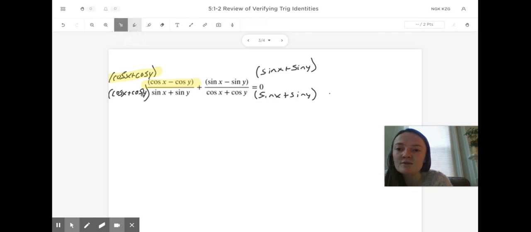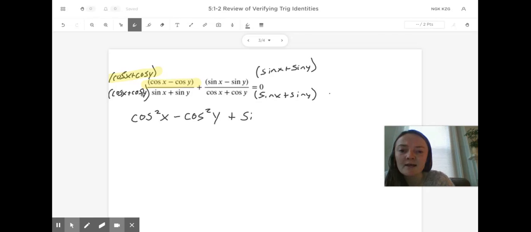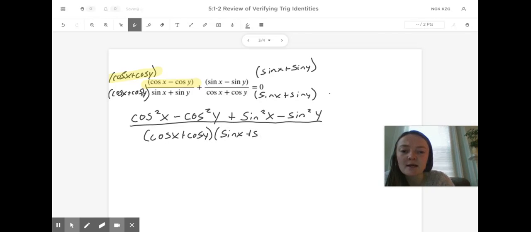So I'm going to go ahead, just for time's sake, and do that. What I'm going to get in the top is cosine squared x minus cosine squared y plus sine squared x minus sine squared y. And that's all over a common denominator of cosine x plus cosine y times sine x plus sine y.